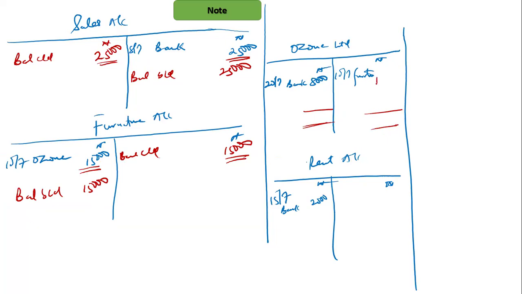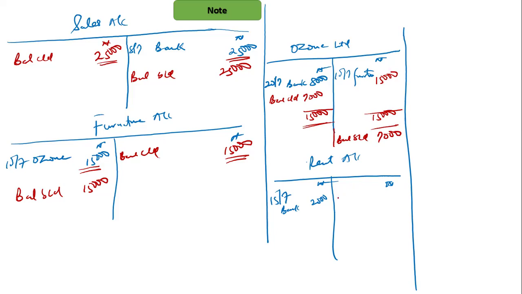The amount here is 10,000. Now this is 15,000, 15,000. The balance here will be 7,000. Meaning that Ozone is having a debit balance of how much? 7,000. No, it's not a debit because the balance brought down is on the credit side. So it's a credit balance.